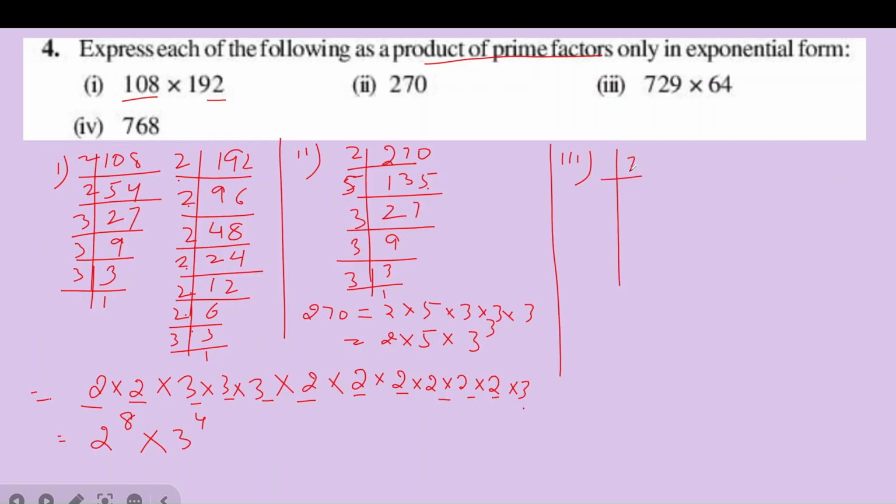729 first. Okay. In case you are not sure, apply divisibility rules. 2 not possible. What is the divisibility rule of 3? 3 says that if you add up all the digits and the sum is divisible by 3, you can divide that number by 3. Divisible means there is no remainder. So 7 plus 2 makes 9, 9 plus 9 is 18, and 18 is divisible by 3.